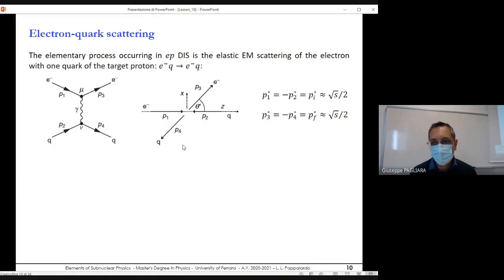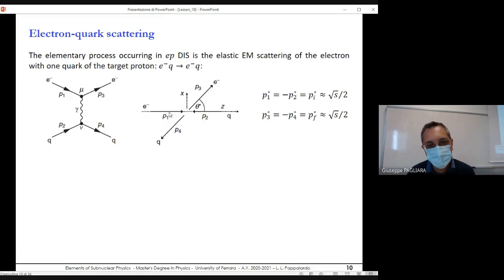Now let's look into the process in more detail. Clearly it is an electromagnetic process that at fundamental level occurs between the electron and the quark. So it is essentially just like the Møller scattering, where instead of having electron-electron scattering, we have electron-quark scattering. Apart from that, everything is just described by the Møller process.